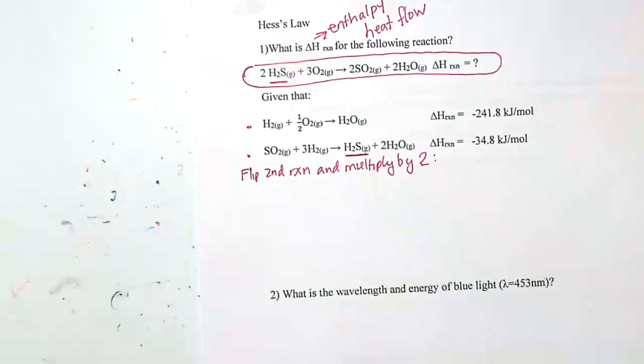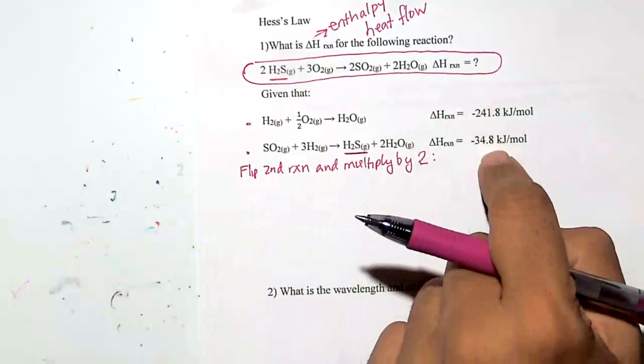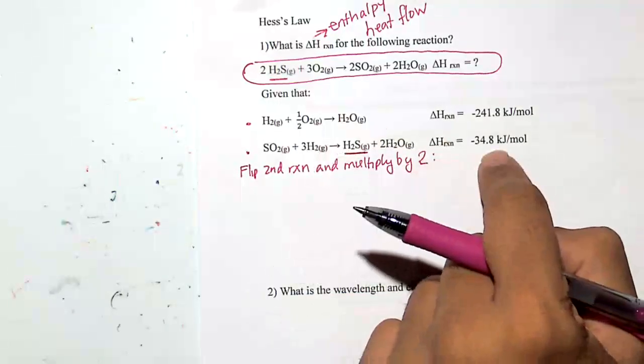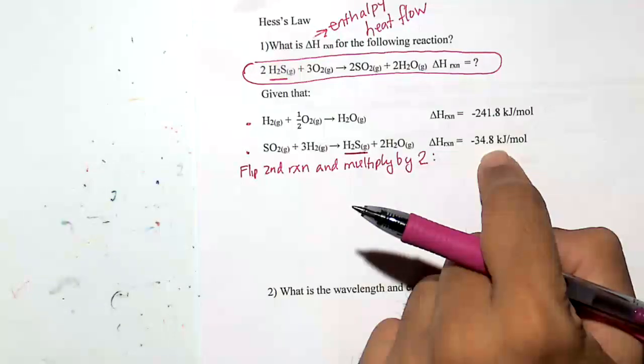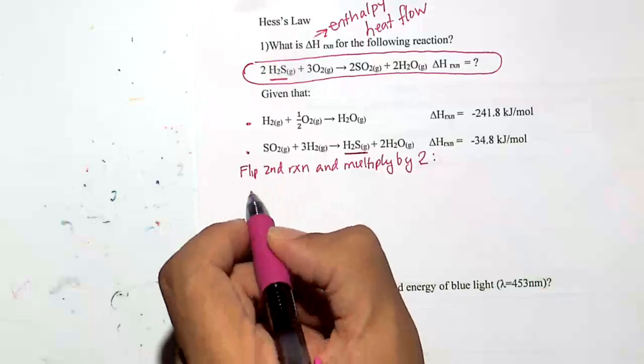Is it okay if I do it all in one step? Okay, I like that. So I flip it, and what will that do to the sign? Positive. And if I multiply by 2 to get 2H2S, what will that do to this? Double or multiply it by 2, so that would be 69.6. All right, very good.